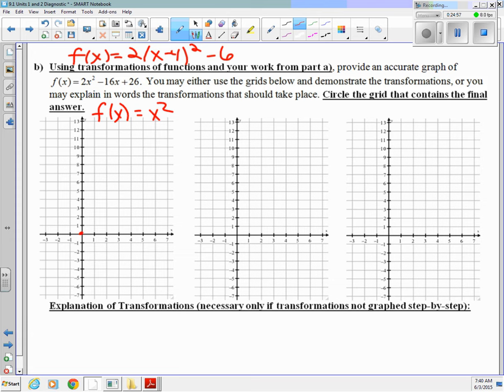So I'm going to graph x squared. My parabola: 0, 0 has 1, 1, and negative 1, 1, 2, 4, and negative 2, 4, and 3, 9, and negative 3, 9. There it is. That's my parabola.